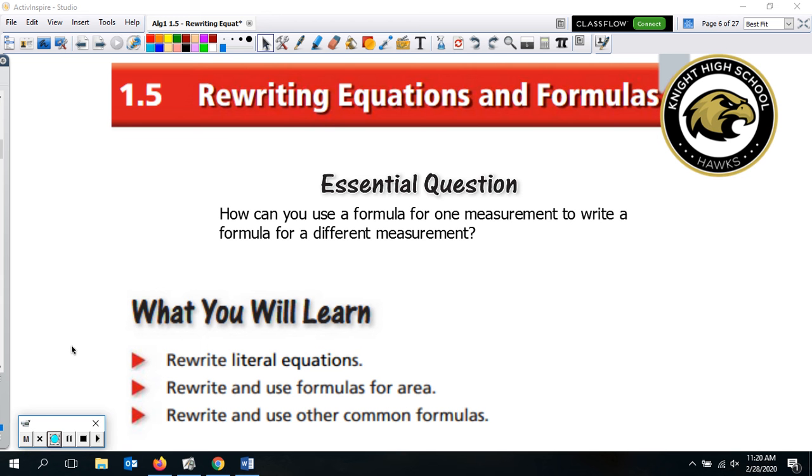Hello, Algebra 1 students. So welcome back to our Chapter 1 here in Big Ideas. We're looking at 1.5. This is the last section in Chapter 1 where we're dealing with equations. Here in this one, we're rewriting equations and formulas. So we're going to still use all those same techniques of solving equations here in this section as well. So this is what we'll be learning here. And let's go ahead and look at our cartoon of the day before we jump into our lesson.